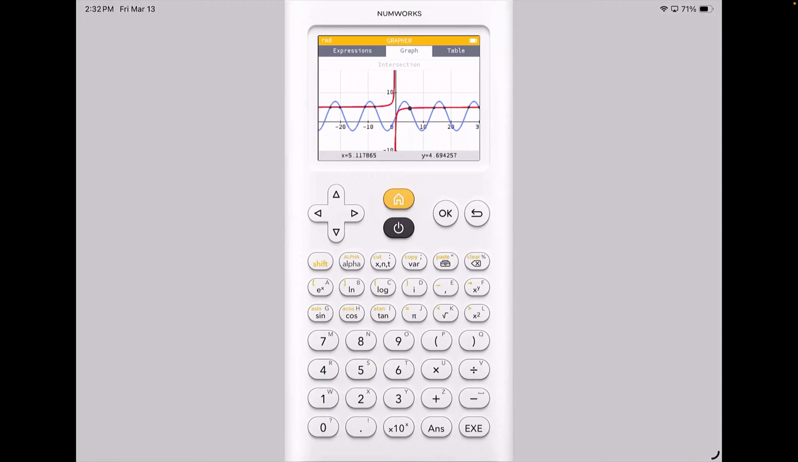I'm going to look at this one: 5.117865, comma, 4.694257. Okay, there's one point. I'm going to go to the right one more time. The next one is x is 13 point something. That's too far. So there's only one point of intersection from 0 to 6.